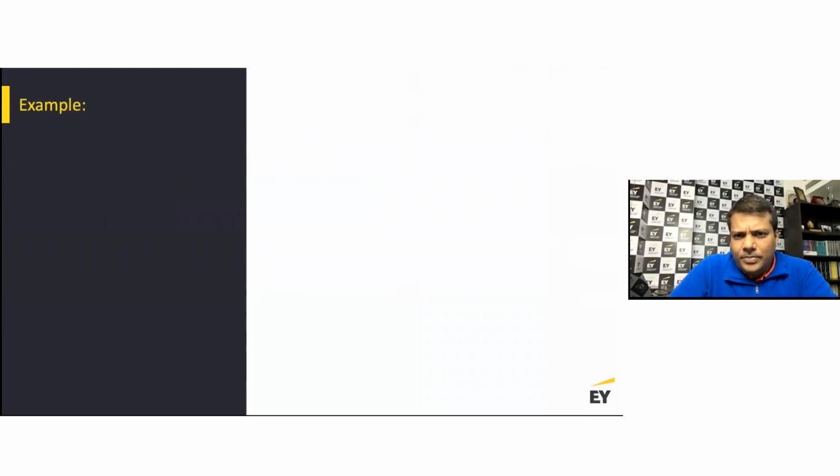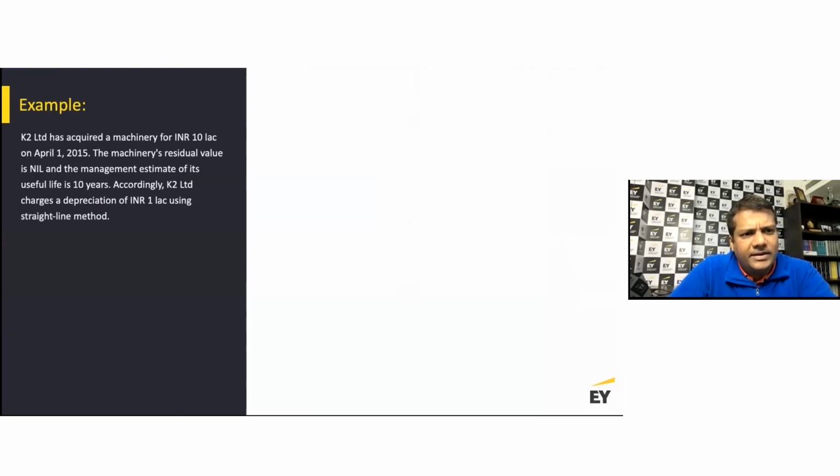So now the example we are looking at will help us try and understand some of the accounting nuances. K2 Limited has acquired a machinery for INR 10 lakh on April 1, 2015. The machinery residual value is nil, zero, and the management estimate of its useful life is 10 years. So you remember, when you're looking at depreciation and amortization, you first make an estimate of the residual value, reduce it from the cost, and then you estimate the useful life, and then depreciate. And then you will also, of course, look at the method of depreciation you are following.